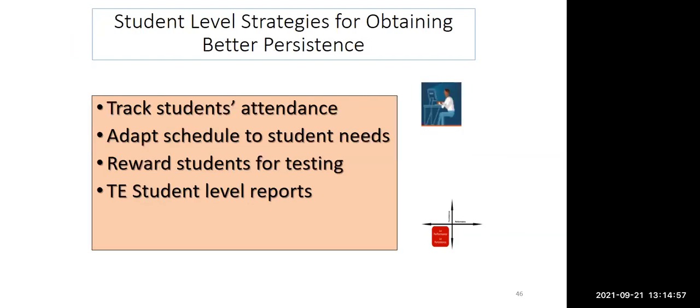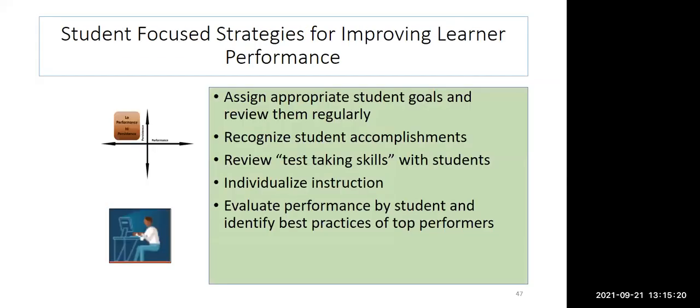When we look at student level strategies, we're looking more at the class level where we're tracking individual students' attendance. We're having our teachers follow up on individual students that disappear. We're making sure that our scheduling is conducive to our students' needs. We're rewarding students for good attendance and completing that pre-post pair and so on.